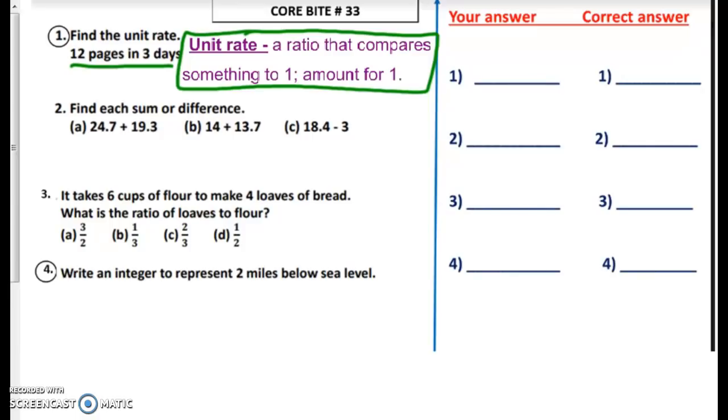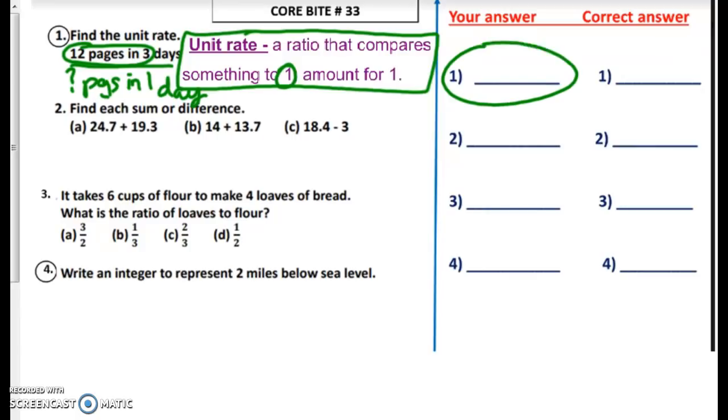Now that you've copied down that definition, you should know that a unit rate is a ratio that compares something to 1. So in this problem, we need to determine the number of pages in 1 day. Pause your video and write that down. Keeping in mind that if we need to determine the number of pages in 1 day, I want you to look at these two numbers and decide for yourself what operation we would do. Pause your video, solve this, and answer number 1.